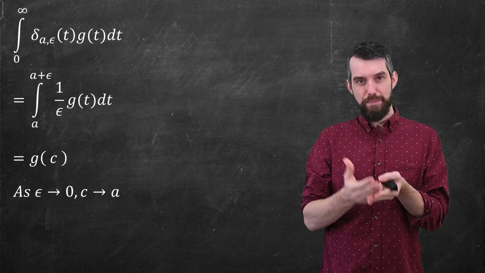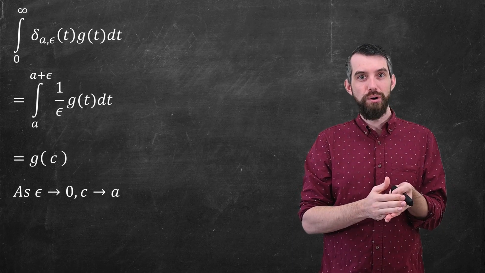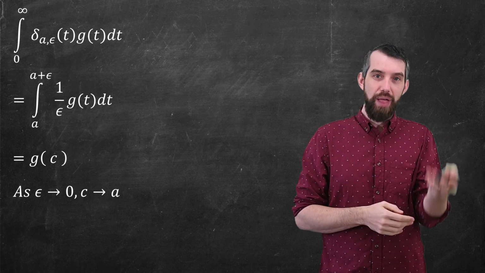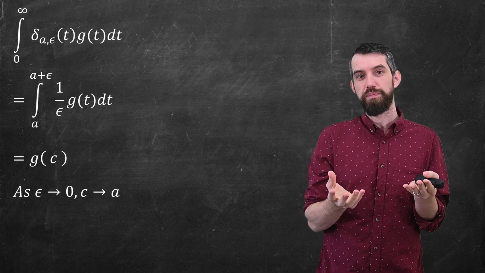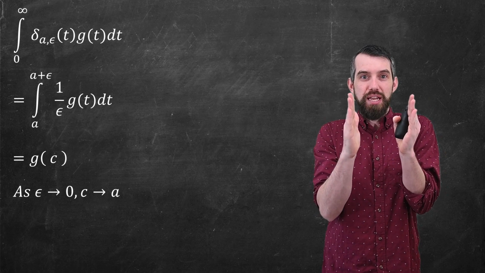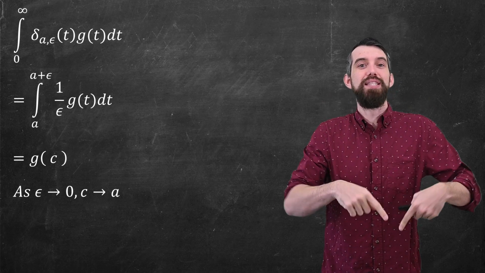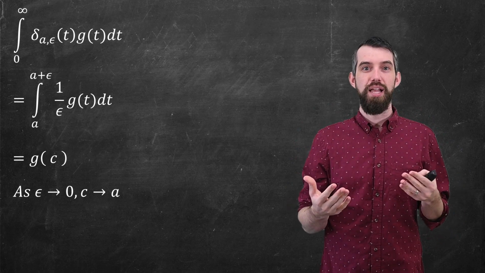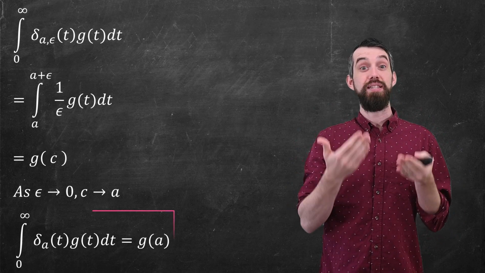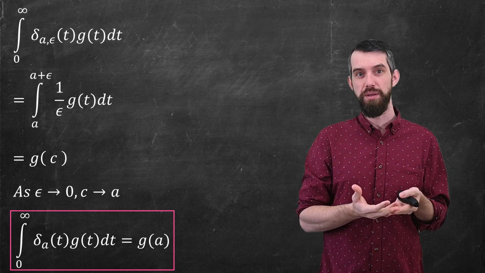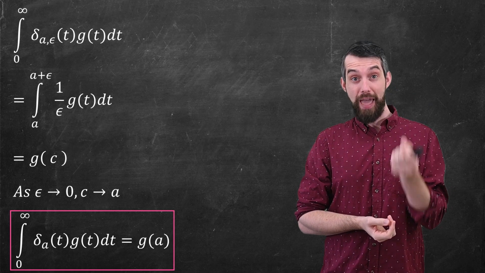Now, there is no epsilon in this expression except in the constraint on c. Recall that c had to be inside of the interval A to A plus epsilon. And if epsilon is going to 0, that means that interval is getting smaller and smaller and smaller. It's just saying that c has to go to A. In other words, if I go all the way to the delta A function, I will say that the integral of delta A multiplied by some other function g of t is just g of A.